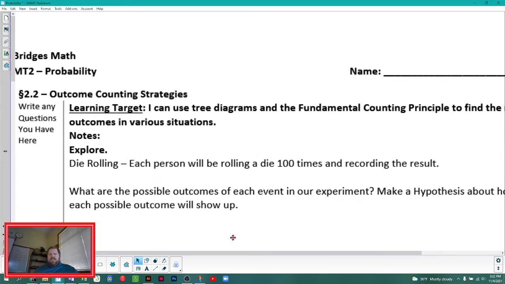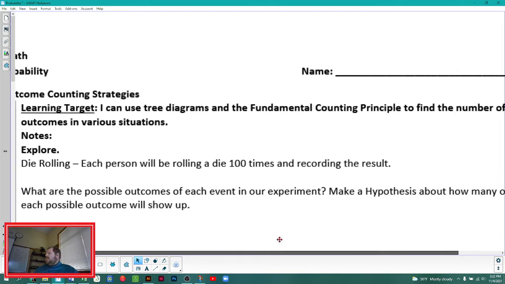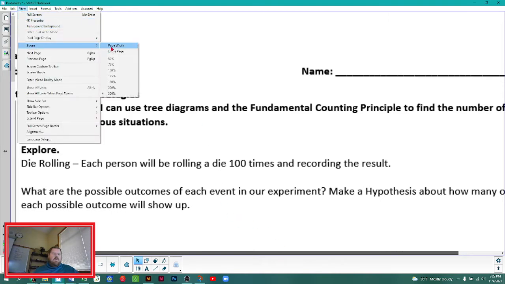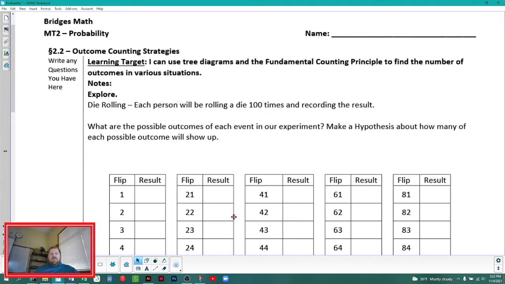For our little explore activity that I want to start with, we're going to be rolling a single six-sided die 100 times and recording the result. So let me go ahead and take a look at that. It says here, what are the possible outcomes of each event of our experiment? So if we're going to roll a six-sided die, what are the possible outcomes? And you shouldn't be too shocked to realize that it's the numbers 1 through 6.